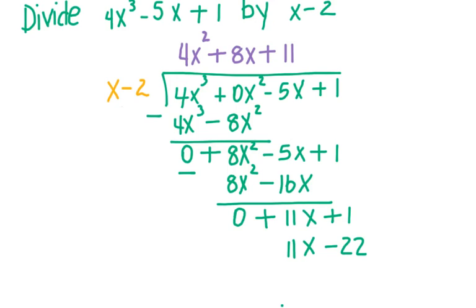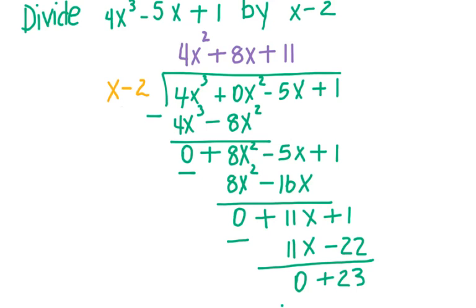We continue with our long division. We put our subtraction sign. 11x minus 11x is 0. And 1 minus negative 22 is going to give us 1 plus 22, which is 23.